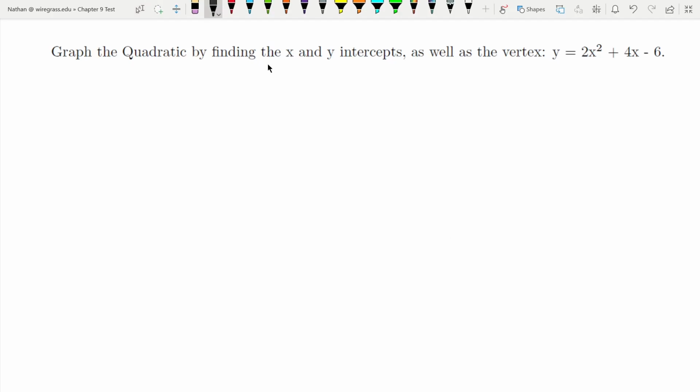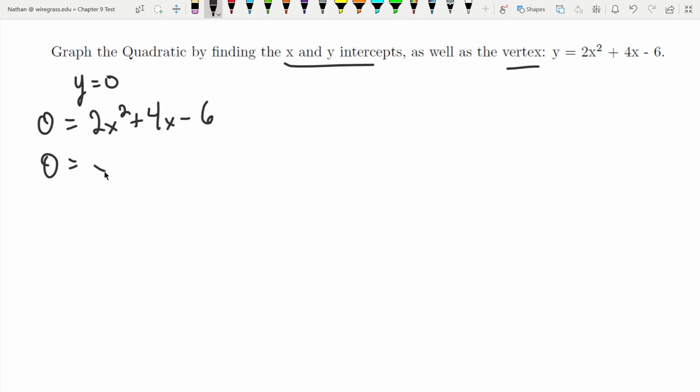Graph the quadratic by finding the x and y intercepts and the vertex. The x-intercept happens when y equals 0. So when y equals 0, we get 2x squared plus 4x minus 6. I can divide out a 2 from everything. And you can see that this is a quadratic equation that we need to solve by factoring.